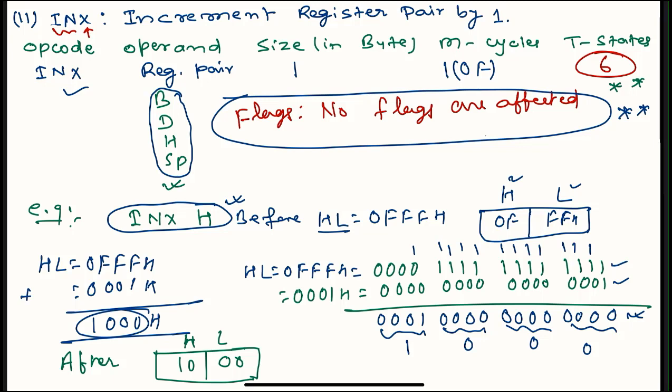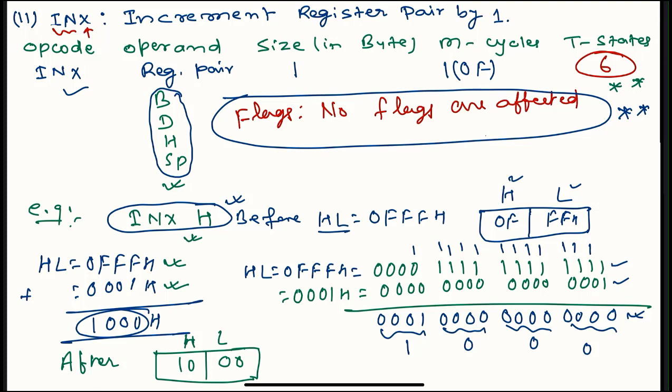So if it is currently at 0 triple FH, and now this INX H is executed, the HL pointer will point to the next memory location. One by one it points to the next memory address. That is the reason it is used as a pointer itself, and due to that no flags are affected here. And why it requires 6 T states, I already explained: it performs a 16-bit addition to increment the register pair content by 1.